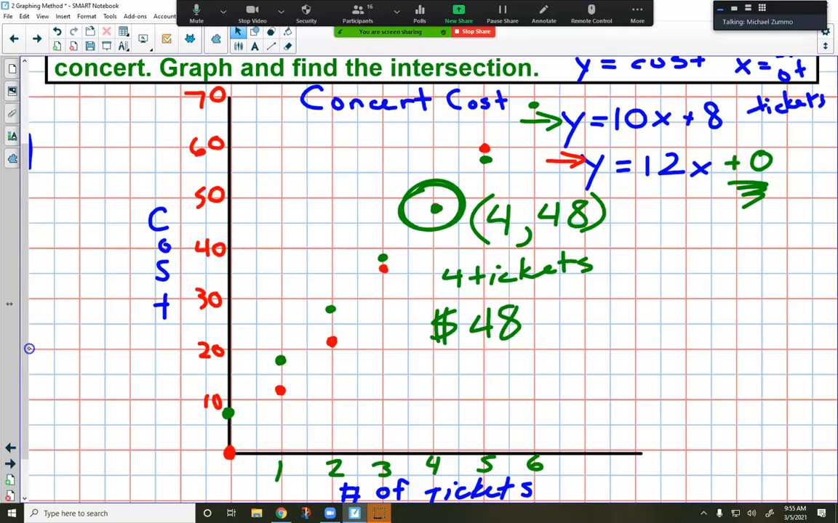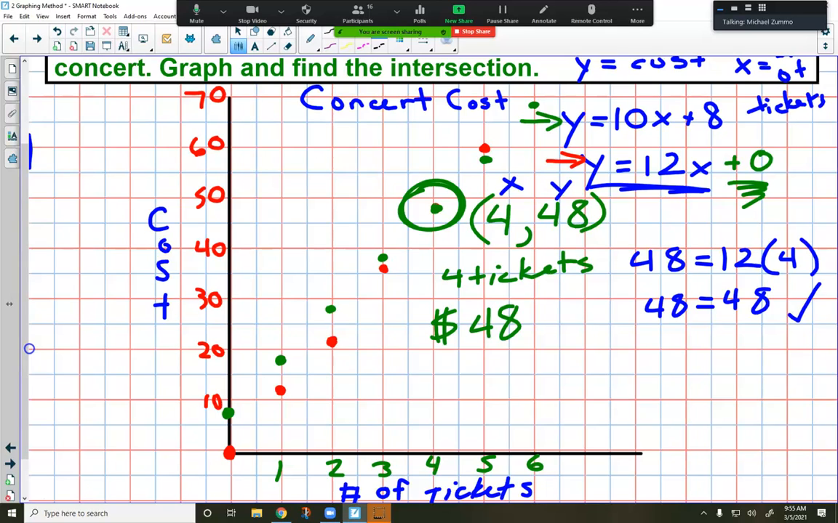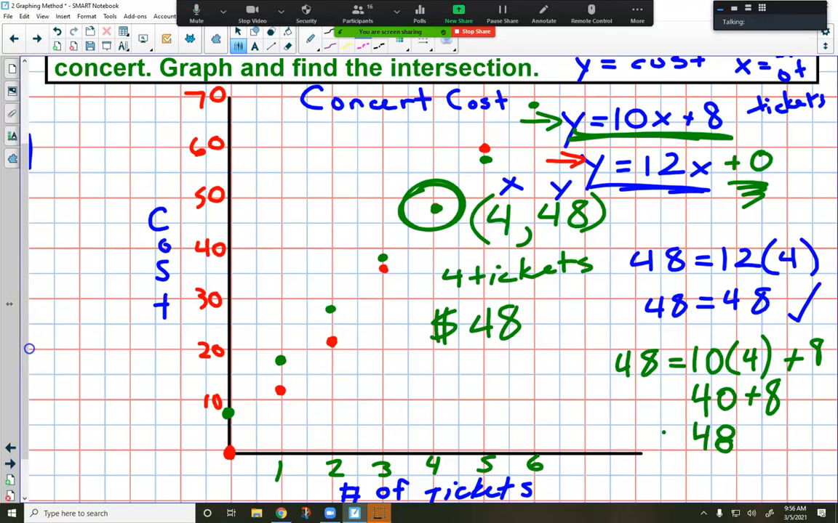Again, we can also check to make sure our answer is correct. By substituting 4, 48 in for x and y, we can determine if both of these equations are true. So if I substitute 48 in for y and multiply 12 times 4 to check for this equation, 12 times 4 is 48. See how it works? But to check a systems of equations problem, we have to make sure it works in both equations. So when we take the y equals 10x plus 8, we substitute 48 in for y, so 48 equals 10 times 4, because that's what x is, plus 8. 10 times 4 is 40. 40 plus 8 is 48. And 48 equals 48, so it checks out for both. So there you have it. 4 tickets, $48.